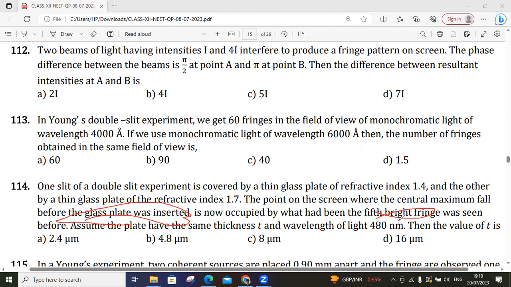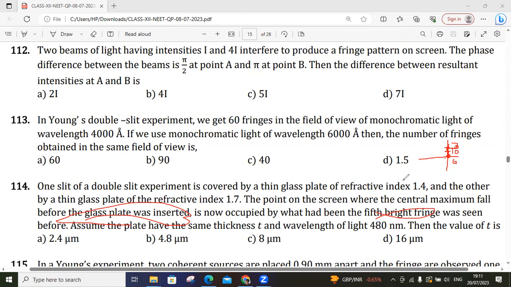It means the shift is not 5 beta, but 10 beta, because we have dark fringes also in between. So this will be the central fringe. Then the first dark will come, then the first bright will come. So if the first bright replaces it, then this beta and this beta, 2 beta, will be the shift. Like that, for the fifth bright fringe, 10 betas are shifted. So the shift here is 10 beta.